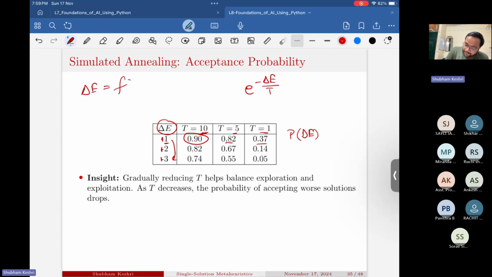Delta E is f of x2 minus f of x1. इसका मतलब you are going to a worse solution. मतलब 3 का difference है, पहले सिर्फ 1 का difference था कि चलो ठीक है worse है, it's only by 1 unit, but over here worse है by 3 units, so that is also affecting. The temperature is also affecting, and the difference in objective function value is also affecting. Okay, so both of the things together affect the probability with which you will accept a worse solution.